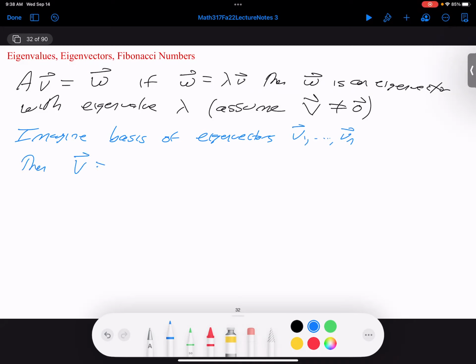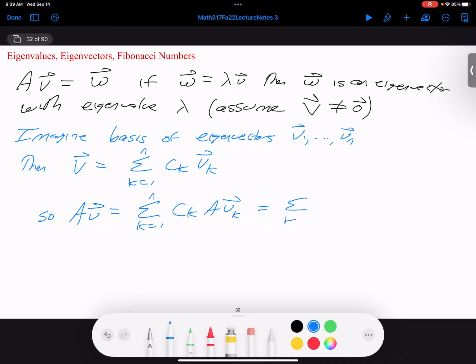Then any V can be written as a sum, k goes from 1 to n of ck vk. So A of V would be the sum, k goes from 1 to n of ck A vk. This is by linearity of the transformation. If you apply a matrix to the sum, that's the same as the sum of the matrix applied to each one. Because the ck's are scalars, I can pull them out. And then you just get the sum, k goes from 1 to n of ck lambda k vk.